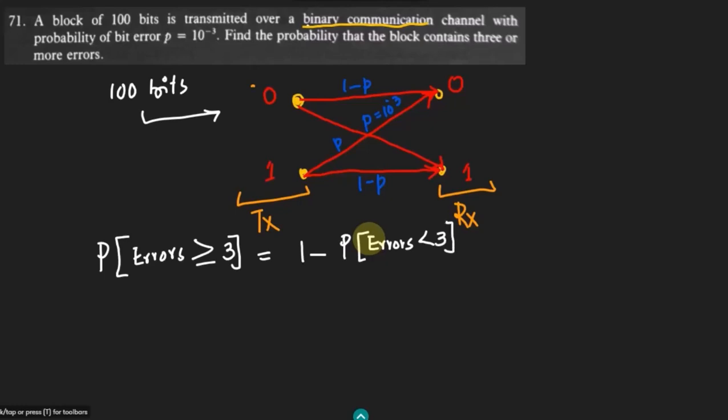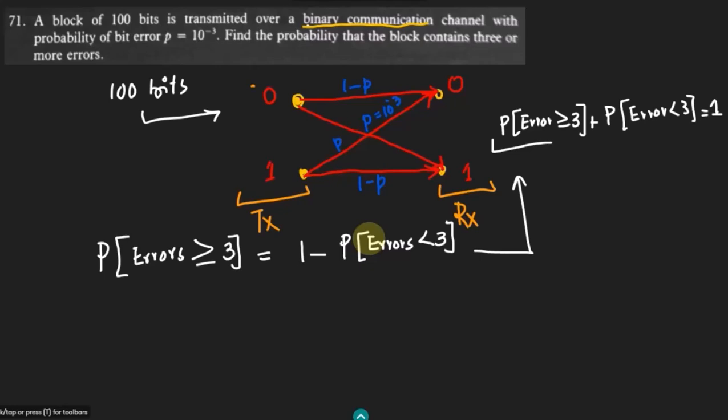It can also be modeled like this one, the summation of these two will be equivalent to 1. Let me write them here. The probability of errors greater or equal to 3 plus the probability of errors less than 3 will also be equal to 1. This is the overall scenario, and it will be equal to 1.